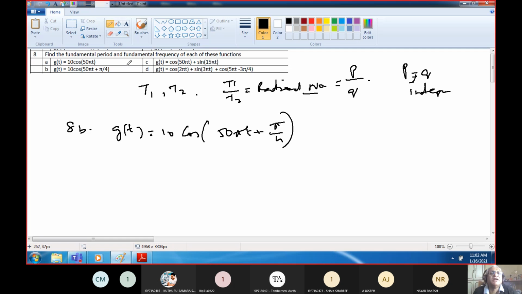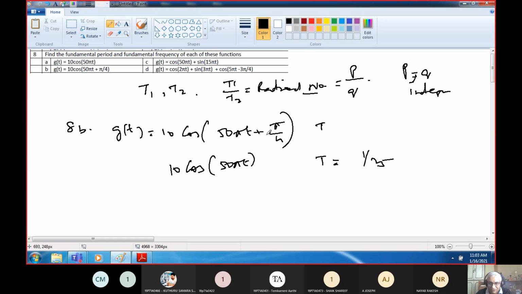Now he's asking what is the fundamental period and the fundamental frequency. Some of you who are not practicing these problems perfectly can get confused in the examination hall. How will you get confused? This is one problem, no? We solved 10 cos 50 pi t and got T as 1 by 25. Now this problem looks different because he has added plus pi by 4, so you'll start wondering how to solve this one.